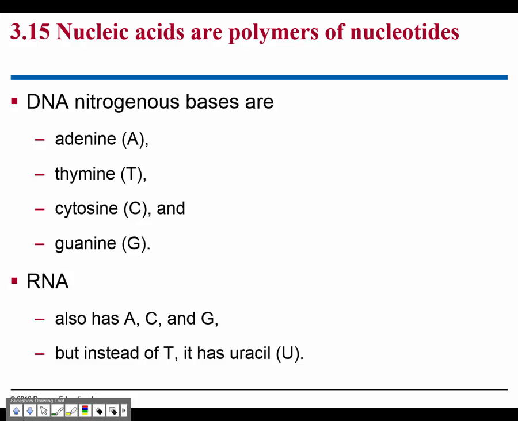And so the different bases: A, T, C, G. How those line up, all the different ways to put those together, creates all the diversity that we see, and that's just absolutely incredible to even think about. So RNA also has A, C, and G, but instead of a T, it has a U. So it would be A, U, C, and G.